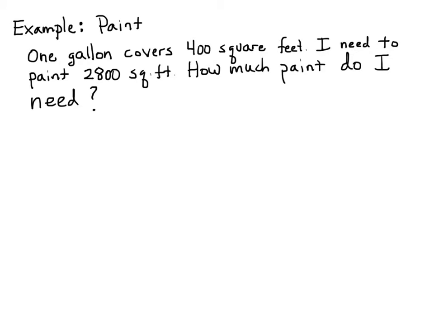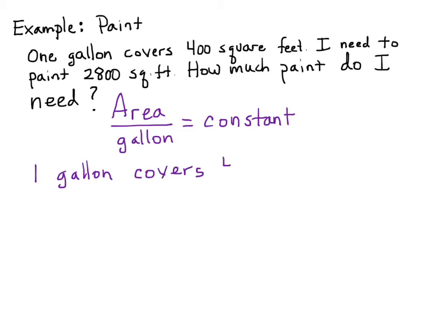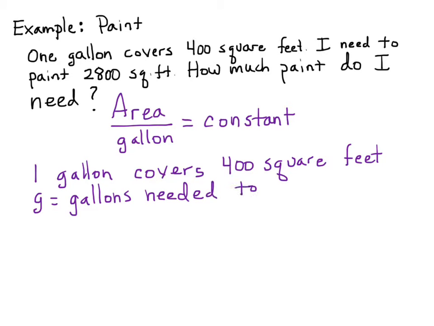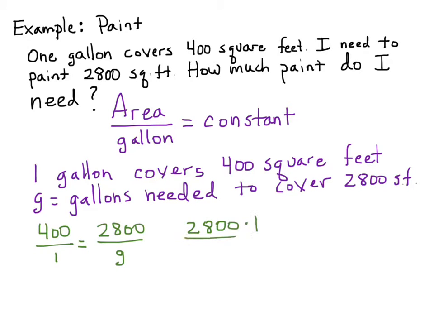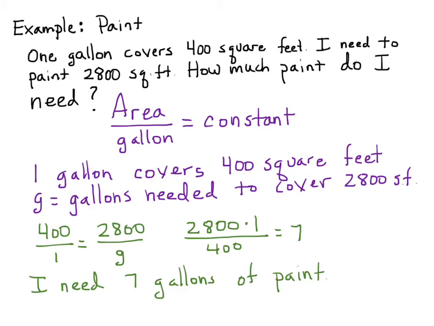So we think, okay, we would normally take 2,800 divided by 400 and we get 7. And what we're thinking of is the proportion. So we have the ratio of the area to the gallons is constant. Okay, so 1 gallon doesn't cover more than the other. So if 1 gallon covers 400 square feet, and G is the number of gallons I need, I'm going to say 400 is to 1 as 2,800 is to G. And by solving for that G, I get 2,800 times 1 divided by 400 is 7. So I need 7 gallons of paint.